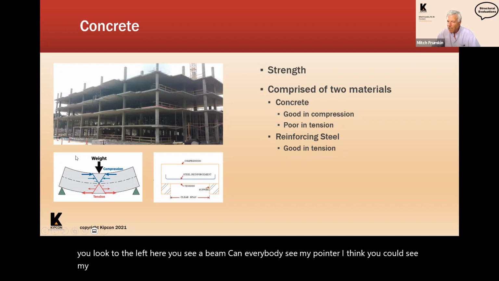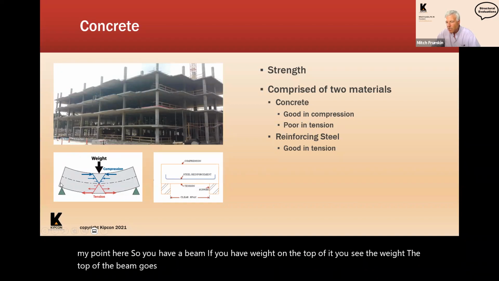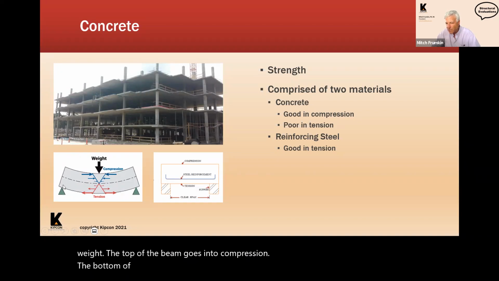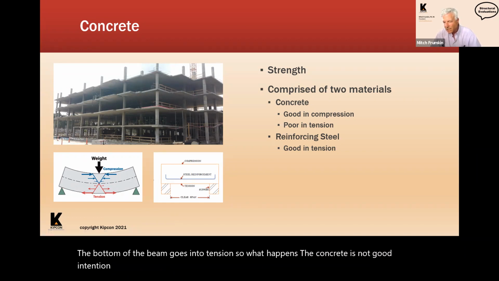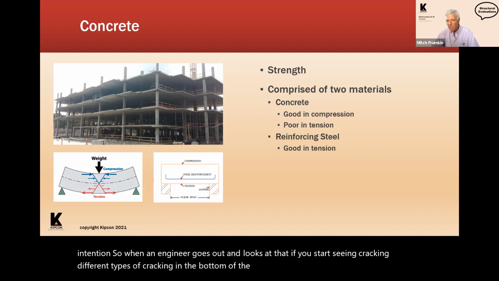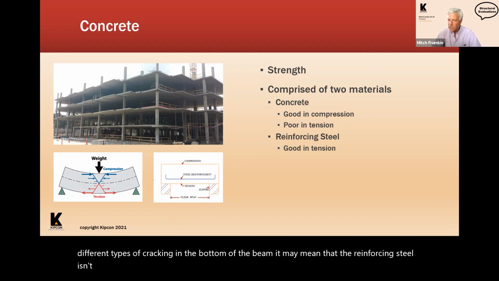So you have a beam. If you have weight on the top of it, you see the weight. The top of the beam goes into compression. The bottom of the beam goes into tension. So what happens? The concrete is not good in tension. So when an engineer goes out and looks at that, if you start seeing cracking, different types of cracking in the bottom of the beam, it may mean that the reinforcing steel isn't enough, or let's say it's rusted to the point where it's not providing the tension strength that you need.